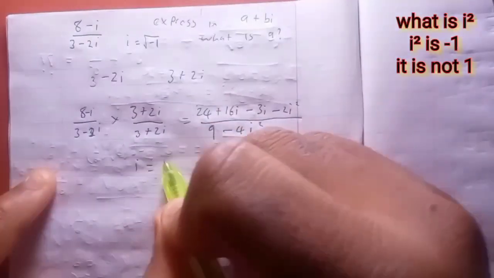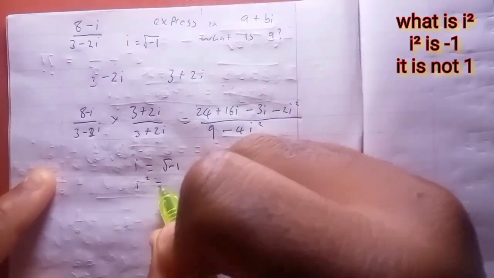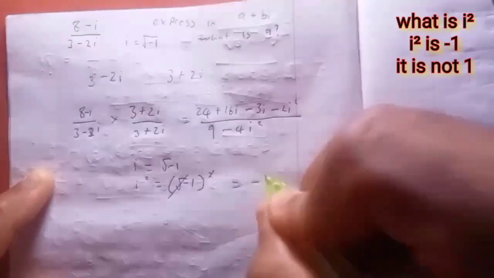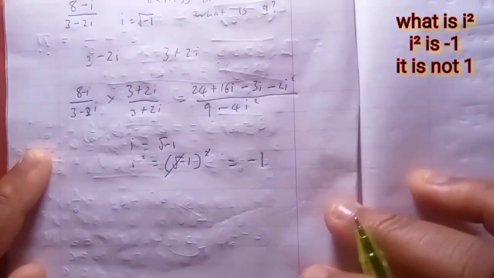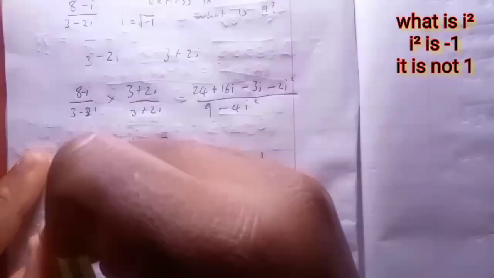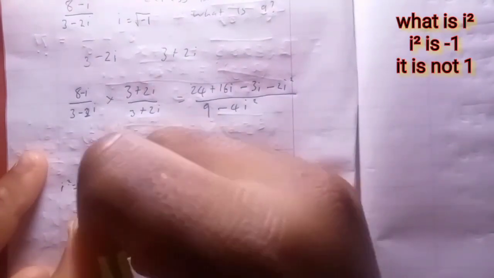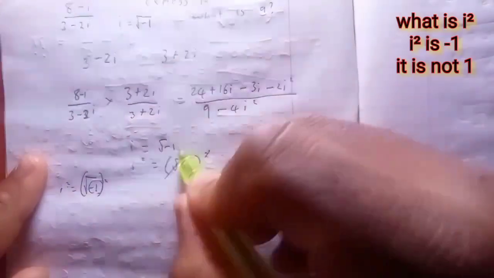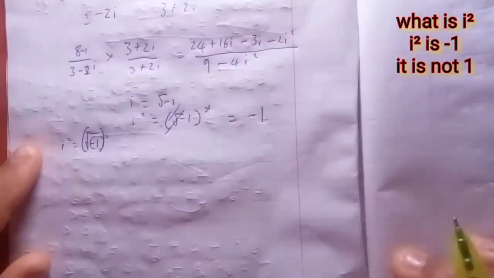Now, we know that i is equal to the square root of minus 1. That means i squared is equal to the square root of minus 1 all squared. Square root cancels square. i squared is equal to minus 1. Please do not take i squared as 1. i squared is equal to minus 1. Because some people will think that since i squared would equal the square root of minus 1, then minus 1 will be squared. No. The square is covering the square root. So the square root will cancel the square, leaving you with minus 1.